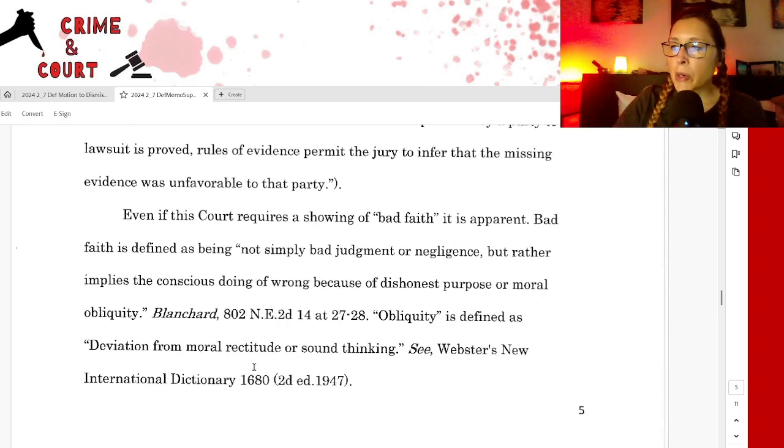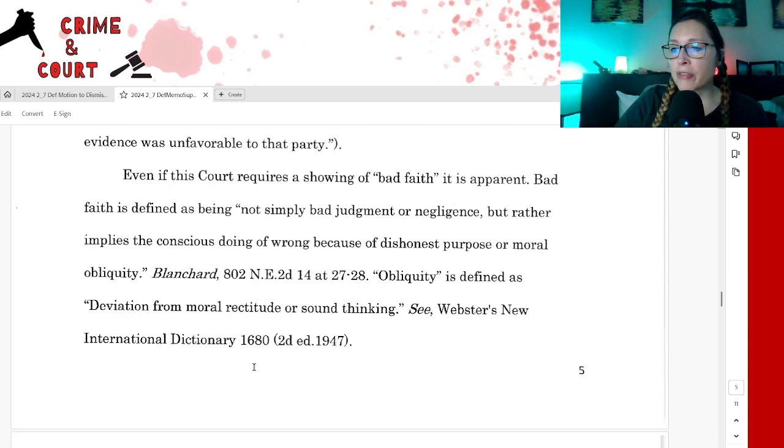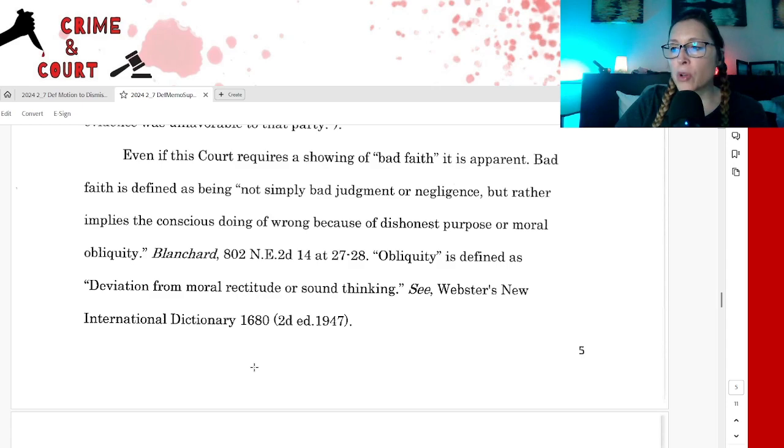Even if this court requires a showing of bad faith, it is apparent. Bad faith is defined as being not simply bad judgment or negligence, but rather implies the conscious doing of wrong because of dishonest purpose or moral obliquity. Obliquity is defined as deviation from moral rectitude or sound thinking.